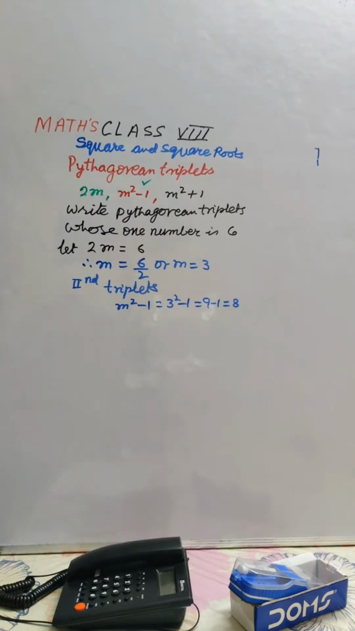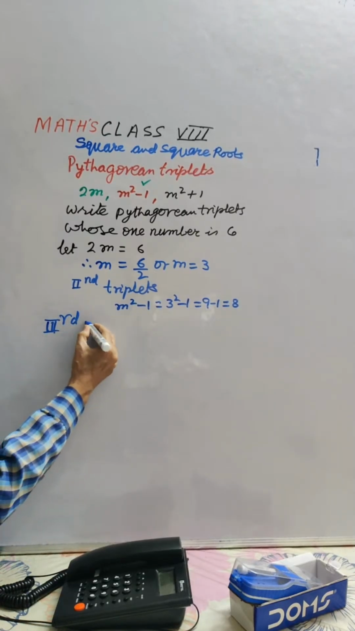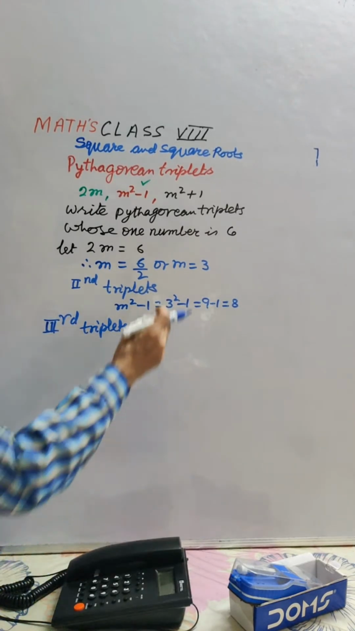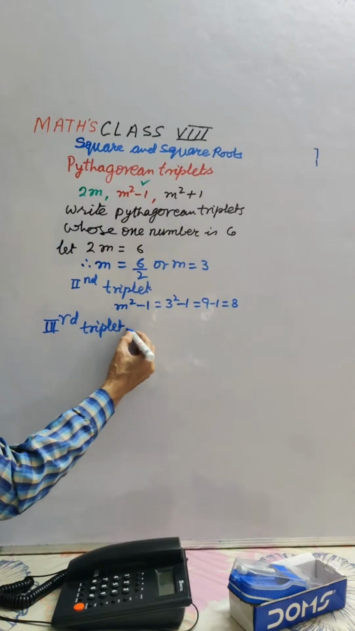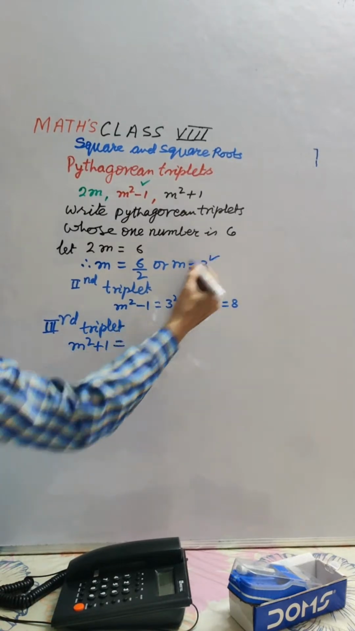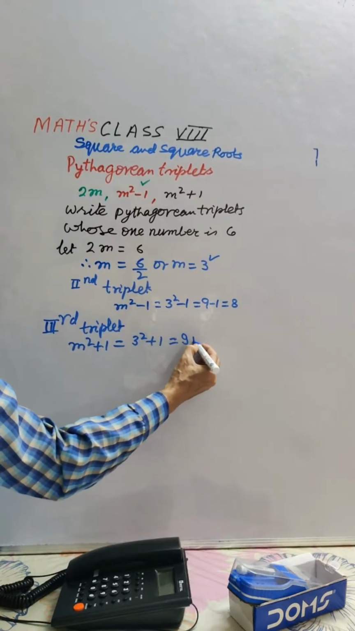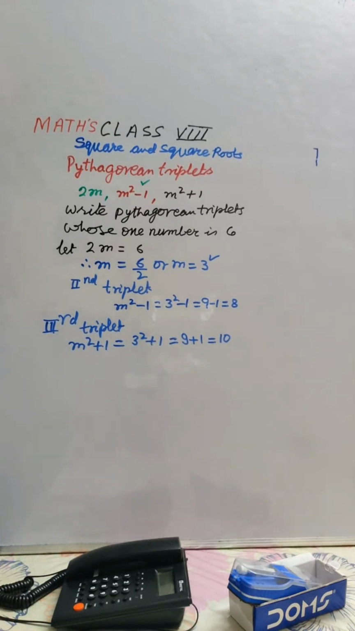Now we are going to find the third triplet. The third triplet will be m square plus 1. The value of m is 3. So 3 square plus 1, that is 3 threes are 9 plus 1, that is 10. Therefore, the triplets are 3, 8 and 10.